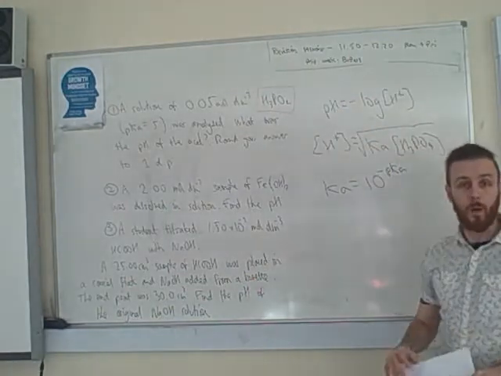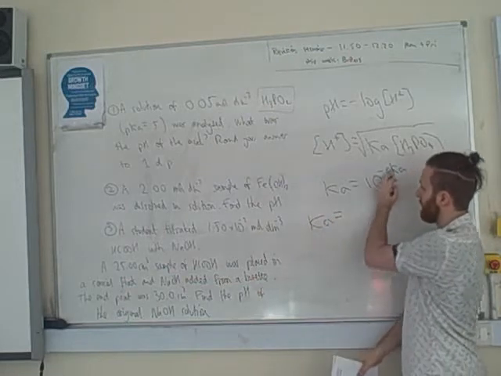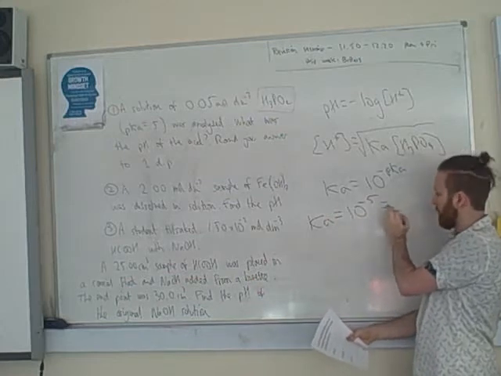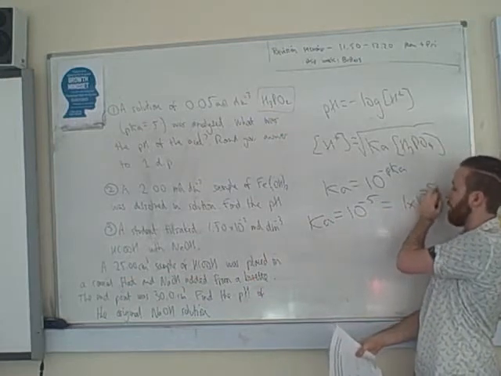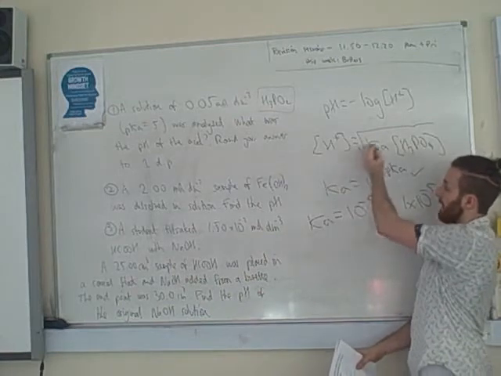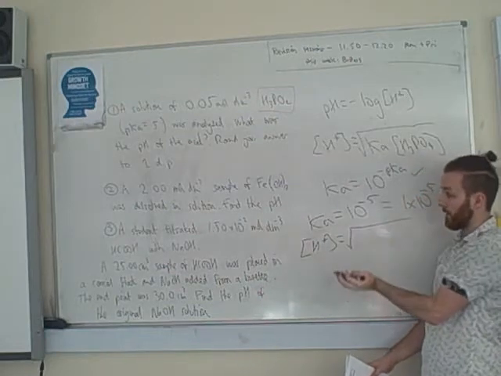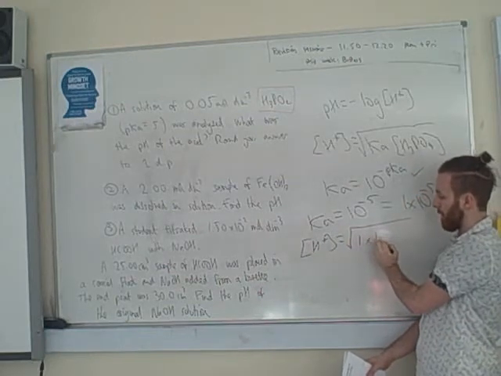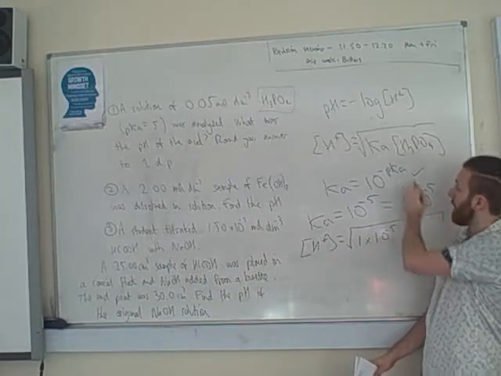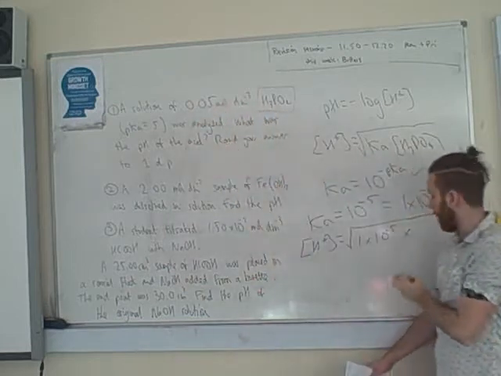So all we need to do now is feed in the numbers. So Ka equals 10 to the minus pKa, so that's 10 to the minus 5, which will equal 1 times 10 to the minus 5. I now know this. I can then feed that Ka into this equation. H plus equals the square root of Ka, which we now know is 1 times 10 to the minus 5, times by the concentration of my weak acid, which we're told here is 0.05.